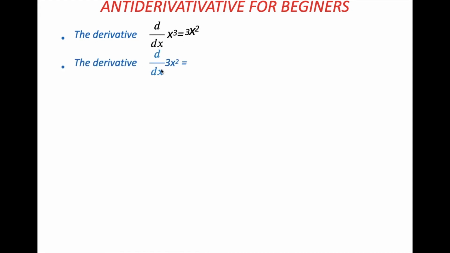The derivative of 3x squared. We bring the power down, so 2 multiplied by 3, and we subtract 1 from the power. 2 minus 1. So 2 multiplied by 3, and 2 minus 1 is x to the power of 1. So 2 times 3 is 6, x to the power of 1 is x.